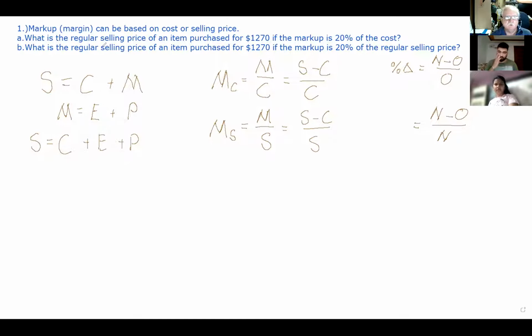So they've given us some information here. What is the regular price of an item purchased for 1,270? So let's make a note of that.